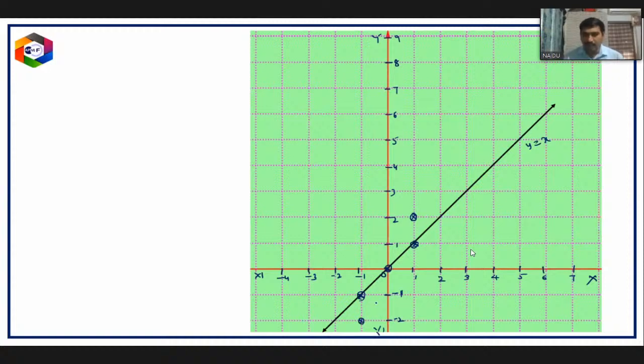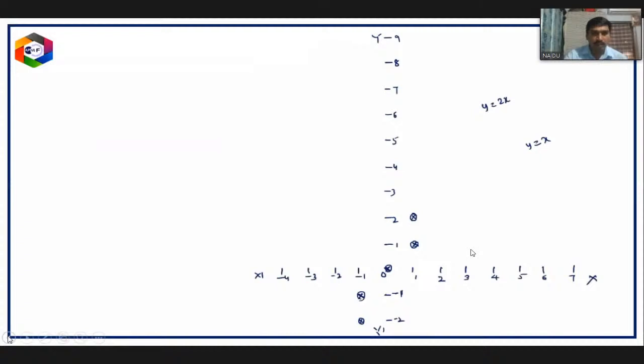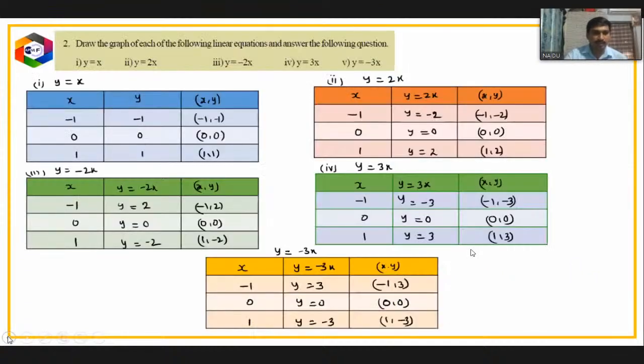By joining this, observe children, these are the 3 points. Let us join using the scale. Observe carefully. This is the line passing through these 3 points. So this line I am going to name as y = 2x. And the next one is y = minus 2x. Yes, we will move to the previous one. So y = minus 2x.